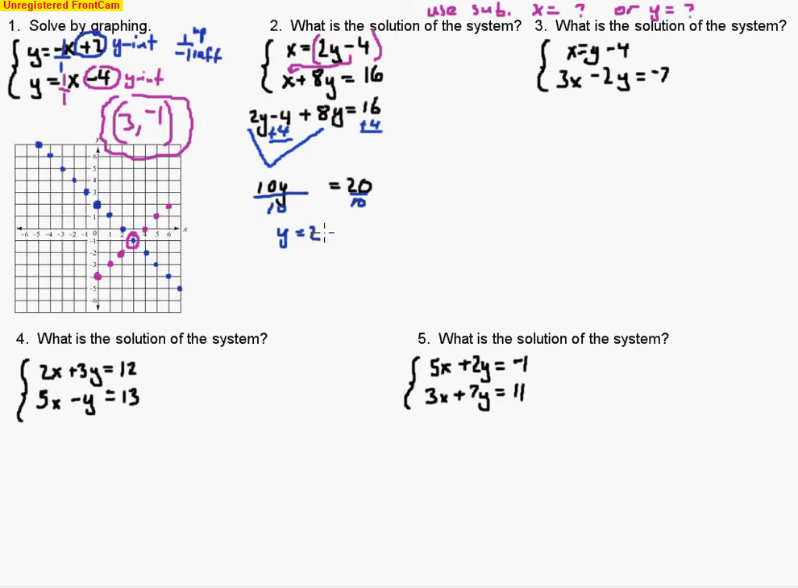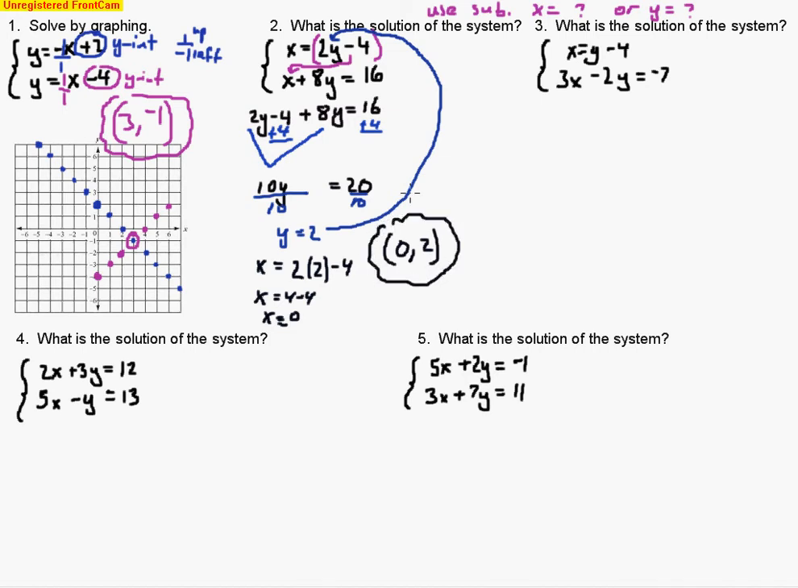So that's my y value. Now to find x, you just substitute back in. Let's put that 2 back in for this y and rewrite our equation. What we've got is x equals 2y, but in place of y, again, we're putting this 2, and then minus 4. So x equals 4 minus 4, which is 0. So there's the point: 0, 2.